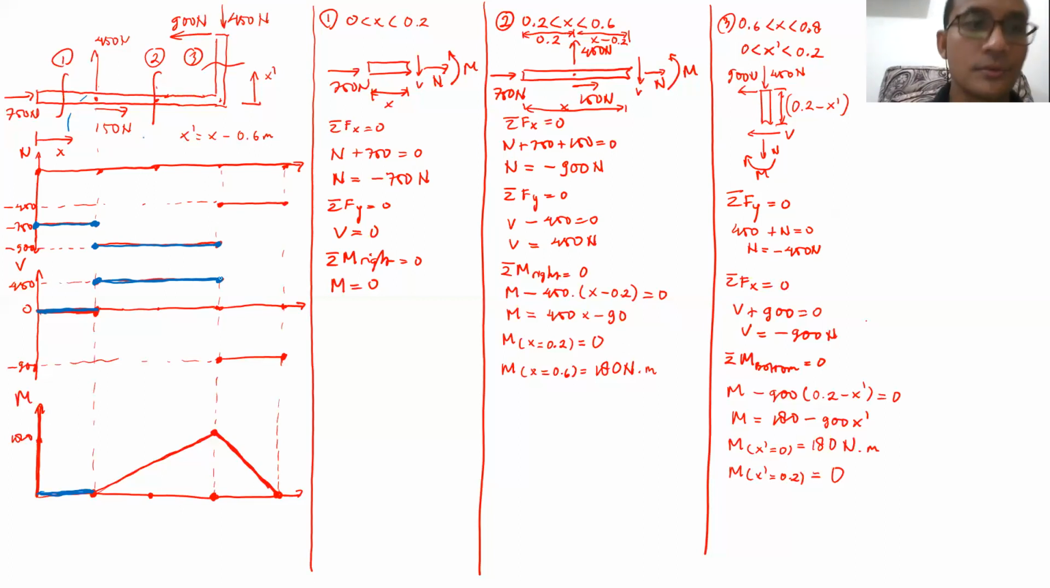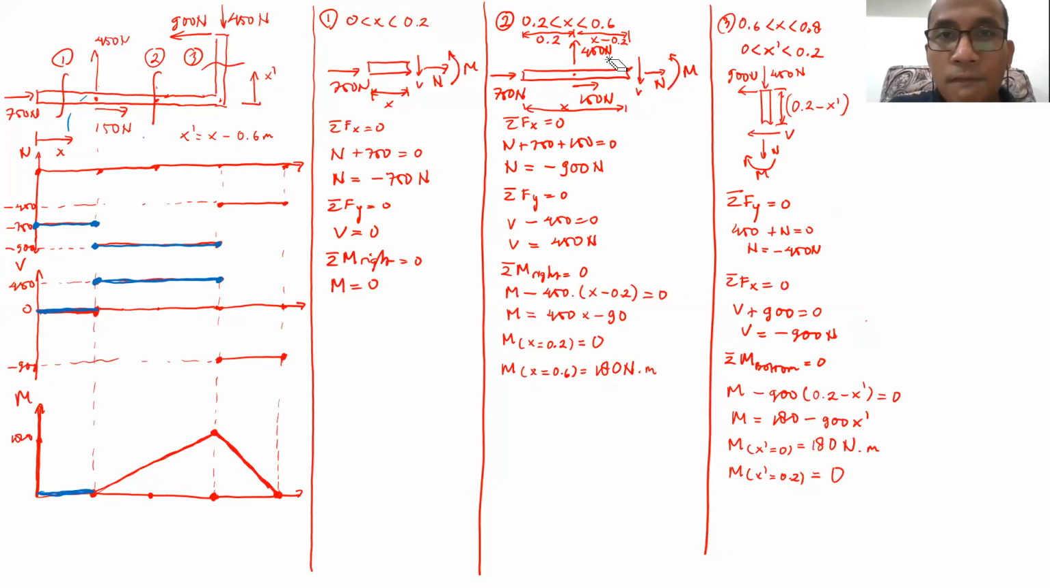The shear force is equal to 450 Newton. Then sigma moment at the right edge here equals 0. If counterclockwise is positive, what I will have will be moment minus 450 multiplied by the distance there.